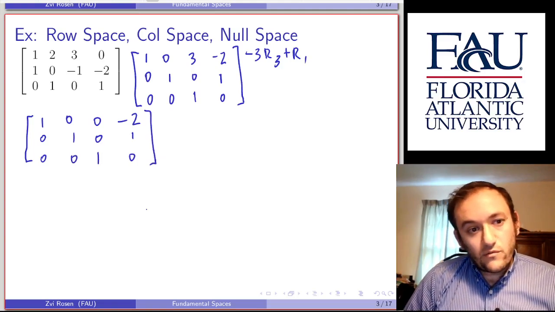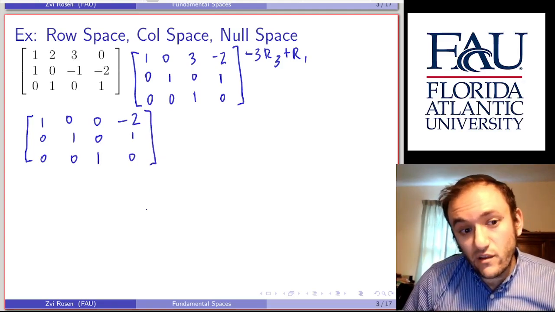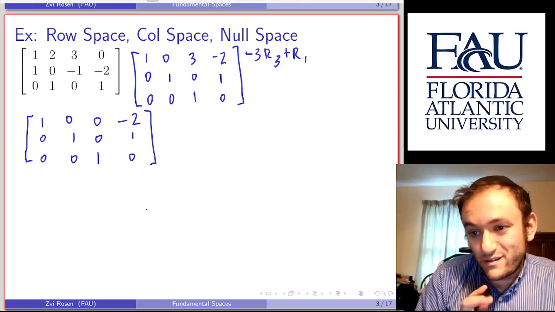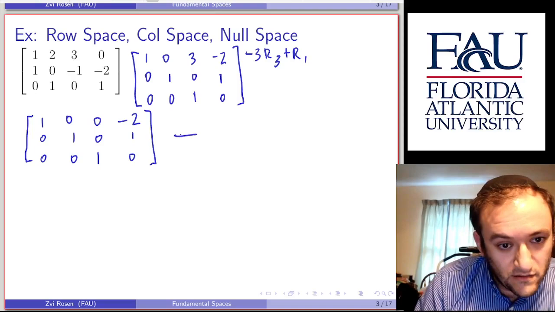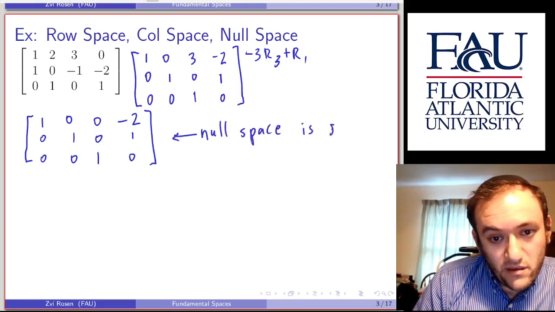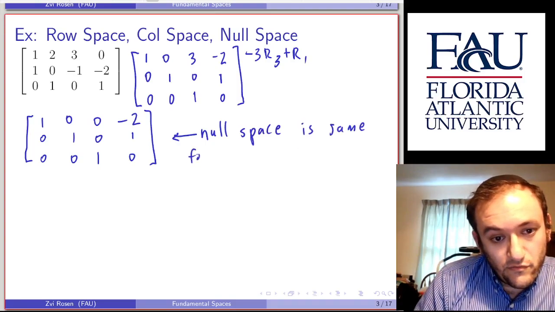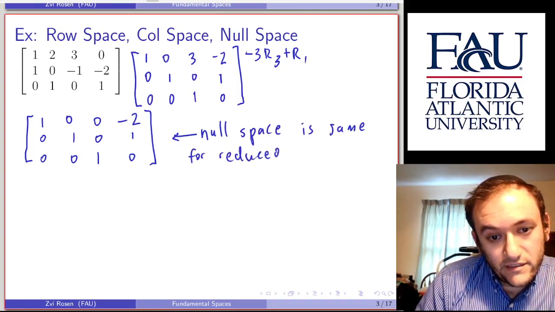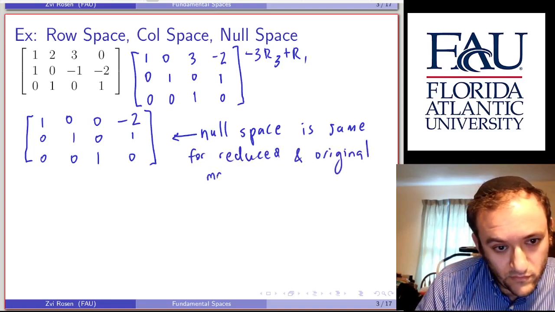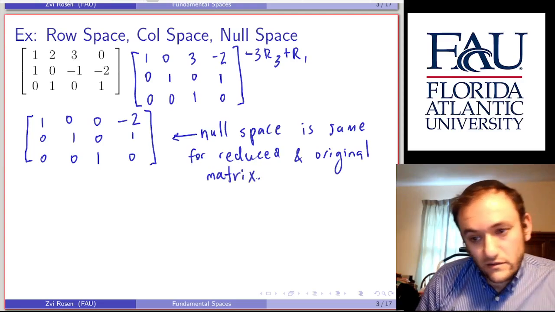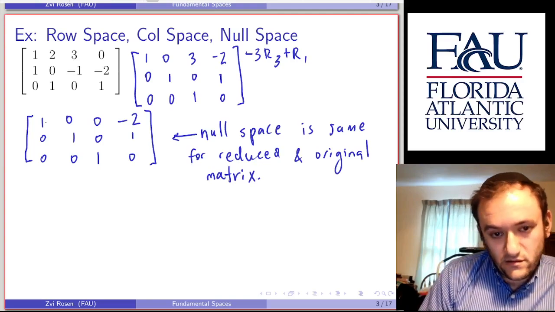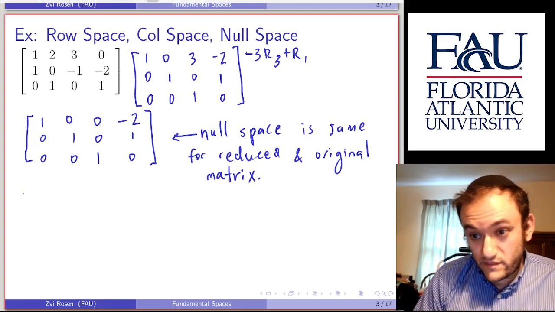Okay, now we'll justify this later, but the null space of this new matrix we've obtained is exactly the same as the null space of the original matrix. Okay, so null space is the same for the reduced and original matrix. So what is the null space of this matrix? Well, let's look at which vectors give us 0.